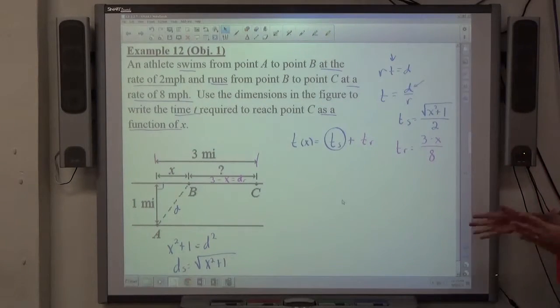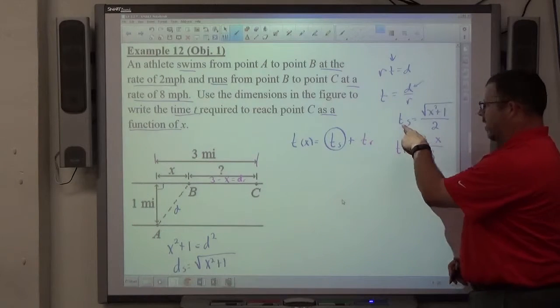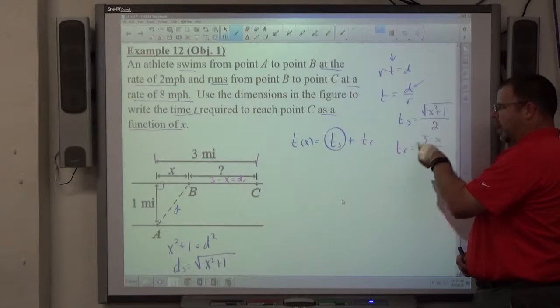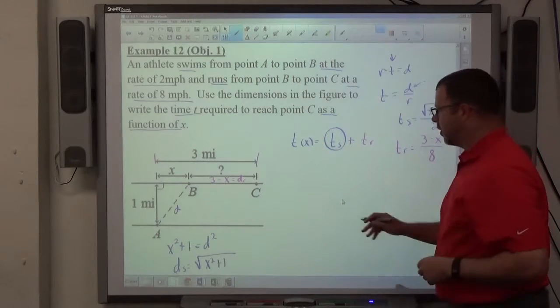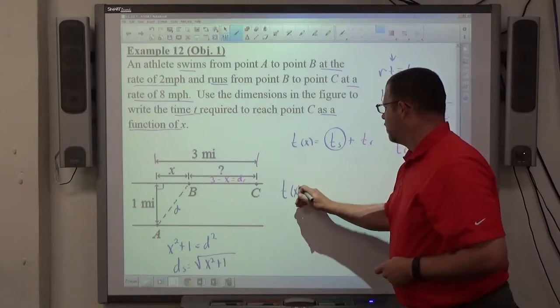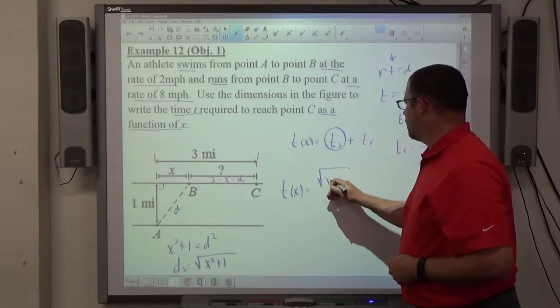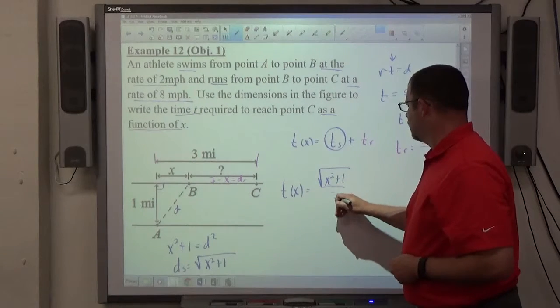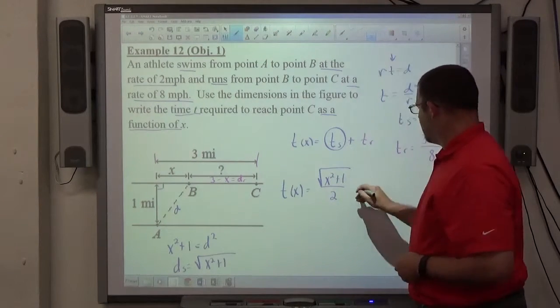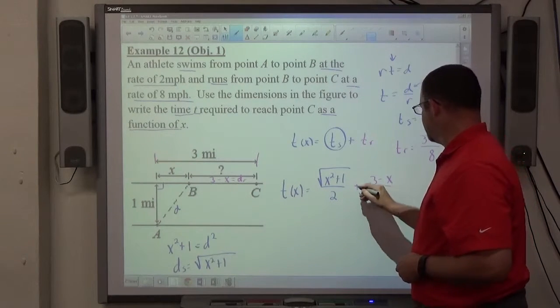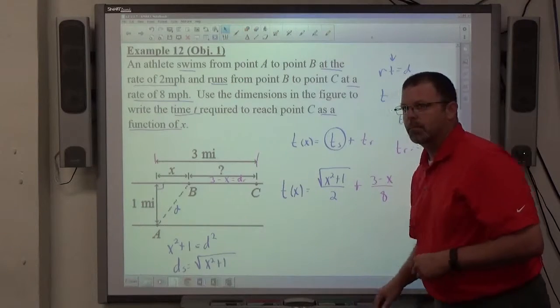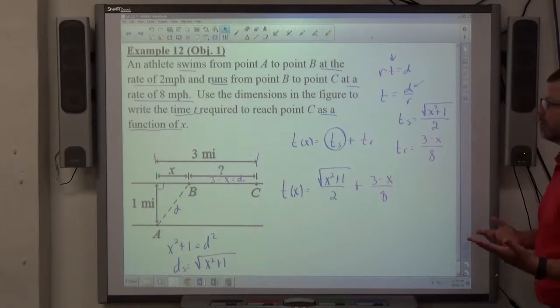Alright, so I've got this equation now. I got the time of swimming in terms of x, the time of running in terms of x, so the time in terms of x is simply going to be the swimming time of the square root of x squared plus 1 over 2, plus the time running, which is 3 minus x over 8. Alright, and that's the answer.